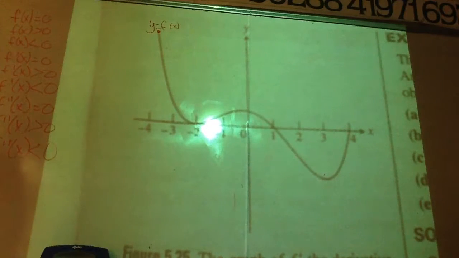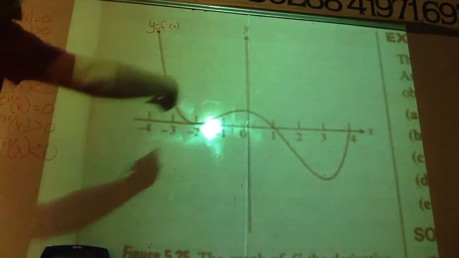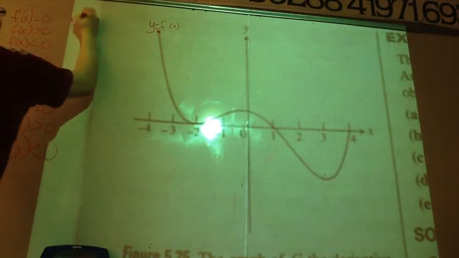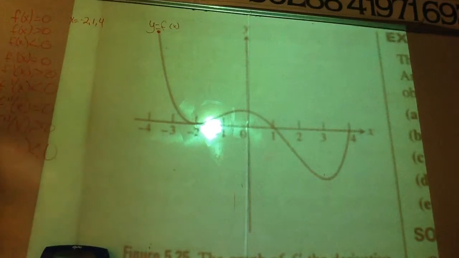Double prime, oh my gosh. Yes, it is. Okay, so f of x equals 0 at negative... That's the original. We're going to answer when is it equal to 0, when is it positive, when is it negative. Negative 2, 1, and 4. Yep, x equals negative 2, 1, and 4. That was easy. Okay, when is it greater than 0?